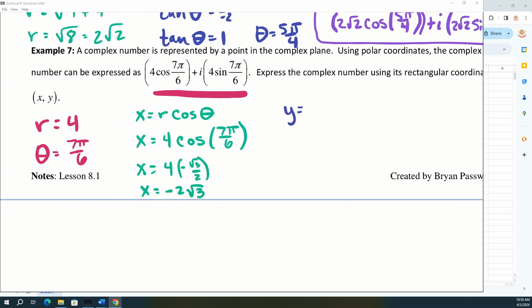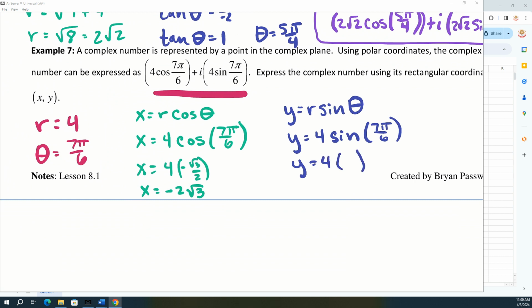And then for y, when we have r and theta and we want to find y, we do r times the sine of theta. So then we would still look at the unit circle. We go to 7 pi over 6 for the sine. We would use the y coordinate, which is negative 1/2. So in this case, y is negative 2.